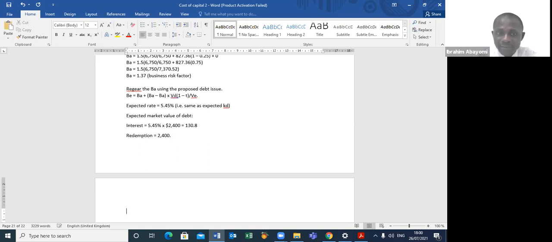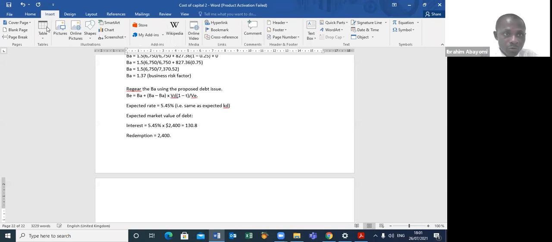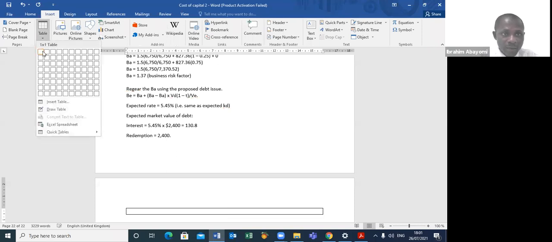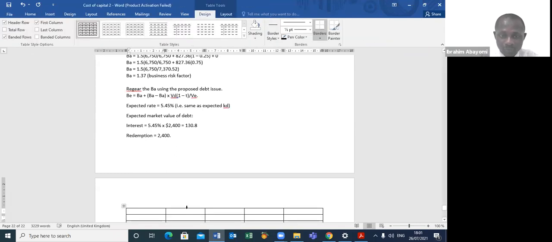Now, this debt has 10 years. I have my year, I have my cash flow. The same thing we did under requirement A, cash flow. I have my DCF. Let me use a table straight. I don't waste my time, it's easier to navigate with a table. Year, cash flow, discount factor. Okay, 1, 2, 3, 4. This should be enough for me.